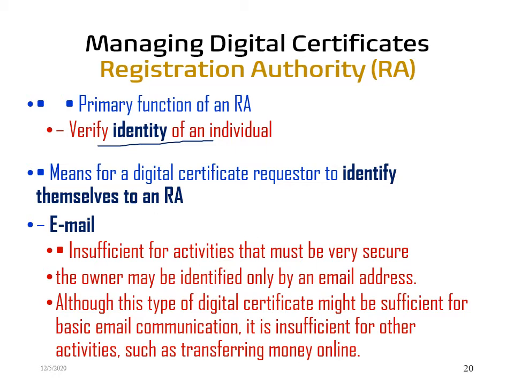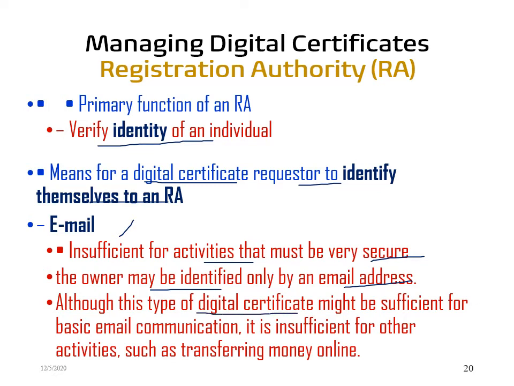So what are all the means, what are all the paths for a digital certificate requester to identify themselves to an RA? So how can they verify the general duties of the RA? Through email. It is insufficient for activities that must be very secure. The owner may be identified only by an email address. So the owner is only verified by the email address. Through an email, the RA will verify the owner, right?